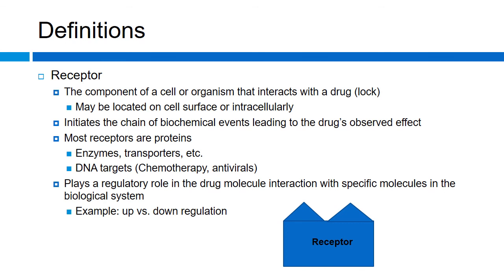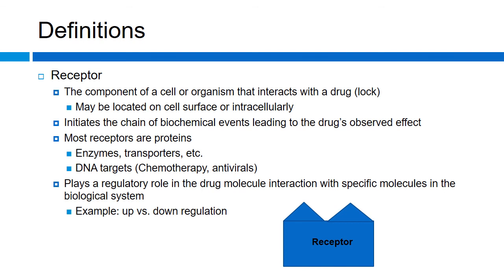And when it binds, it's going to initiate some sort of change, some kind of biological event that will lead to the observed effect, whether it's to drop your blood sugar or to decrease your blood pressure or whatever it happens to be. Again, most receptors are going to be proteins. Sometimes we're affecting enzymes, sometimes we're affecting specific transporters, and even in some cases we'll look at DNA targets. We mentioned the chemotherapy, how we can have drugs that go in and interfere with DNA polymerase, causing a premature termination of DNA strands, right? And that can cause apoptosis to occur. So we're going to see some examples of where that can come about.